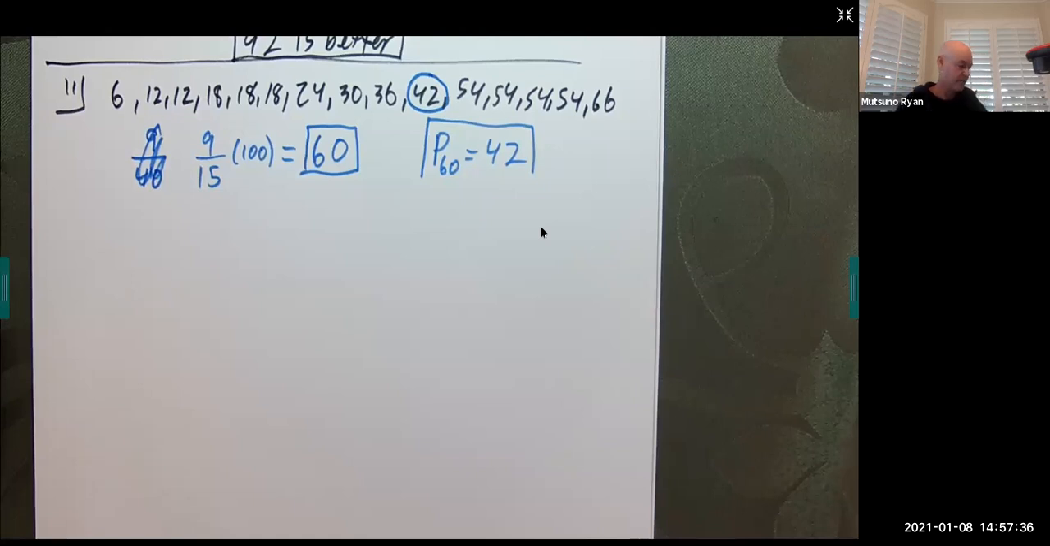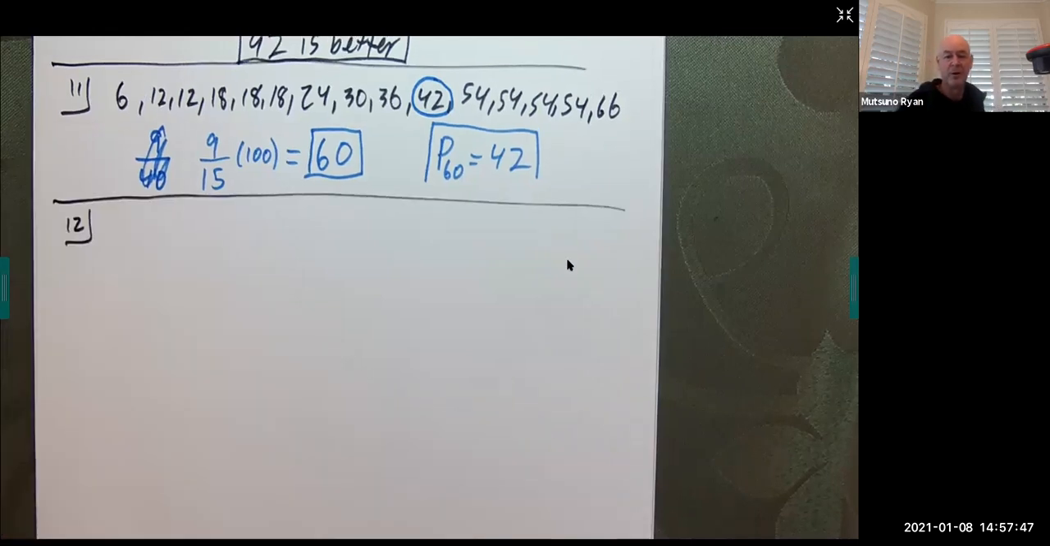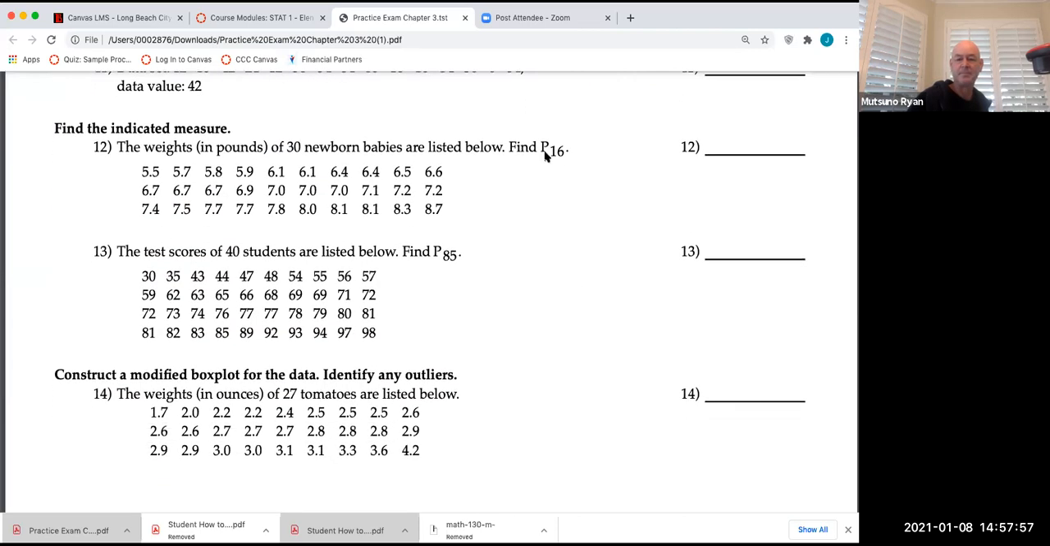Moving on to number 12. Now we're going the other way. We want to find P sub 16 based on this data here. Now, luckily, I didn't have to put this in my calculator because it's already in order. And they tell us that there's 30 newborns. So what I need to do is find 16% of the 30, and that's going to give me a location.